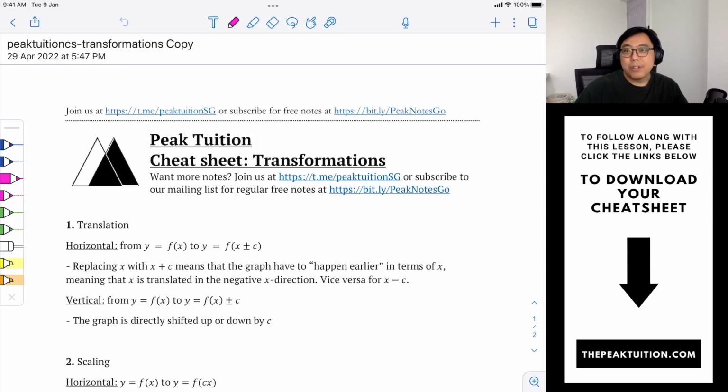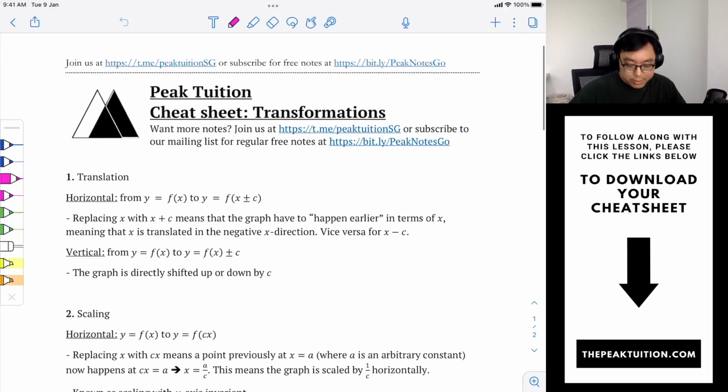This chapter will be on transformation for graphs, and there are several transformations to learn, and we'll quickly go through them. To start with, we have translation. Translation is basically shifting the graphs on the axis. So a simple example of a translation would be just to shift it to the left or right, up or down.